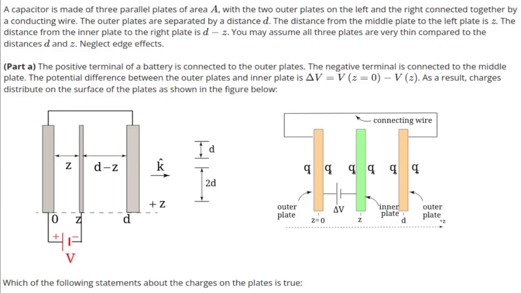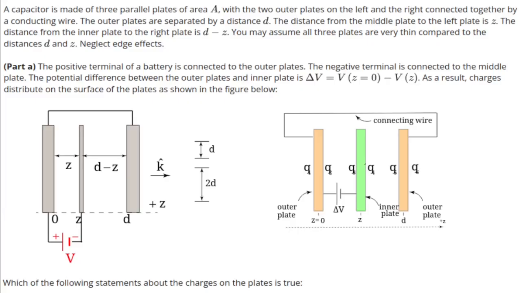A capacitor is made of 3 parallel plates of area A, with the 2 outer plates, on the left and the right, connected together by a conducting wire. The outer plates are separated by a distance d. The distance from the middle plate to the left plate is z, and the distance from the inner plate to the right plate is d minus z.